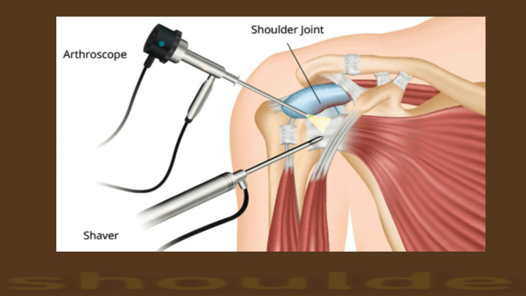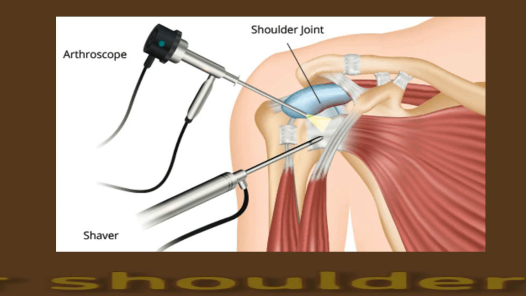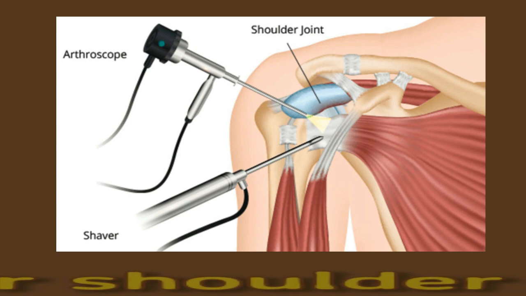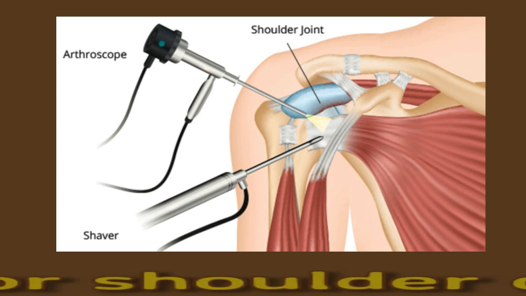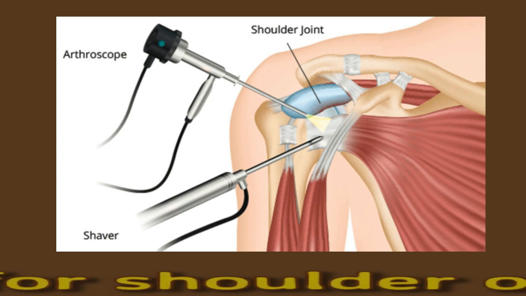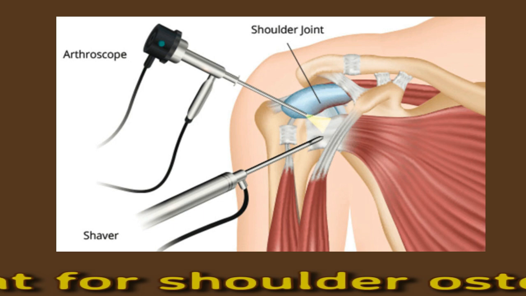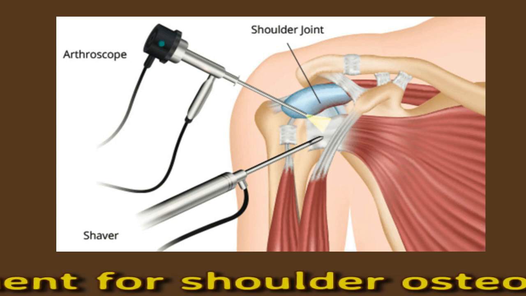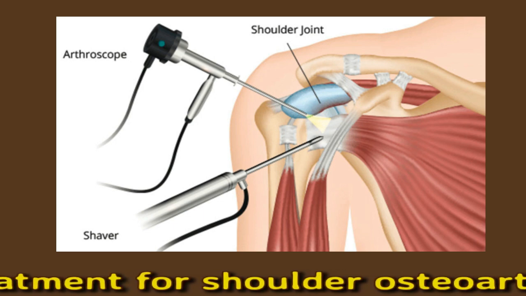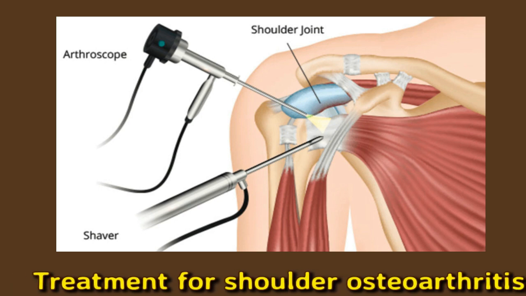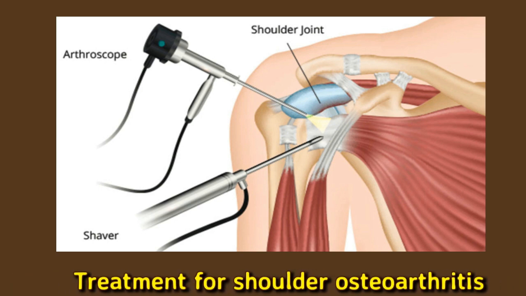Treatment for shoulder osteoarthritis is typically non-surgical. A doctor may recommend surgery if the pain is severe or not responding to non-surgical treatments. Non-surgical treatments for shoulder osteoarthritis may include physical therapy to improve range of motion, function, and strength in the shoulder. Non-steroidal anti-inflammatory drugs such as ibuprofen, aspirin, and naproxen to reduce pain and inflammation.